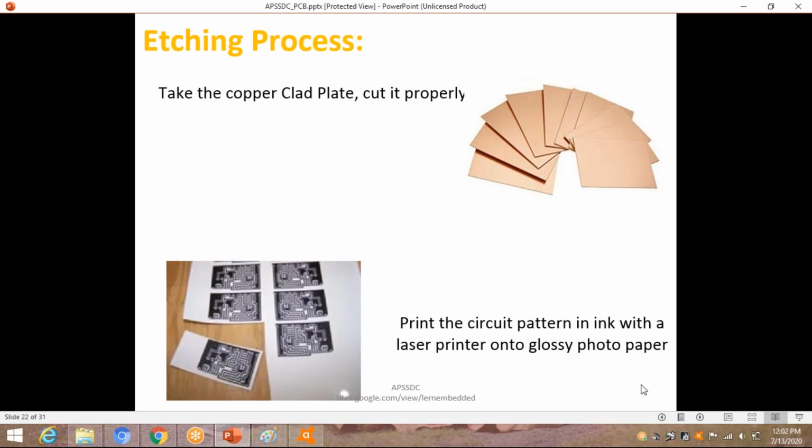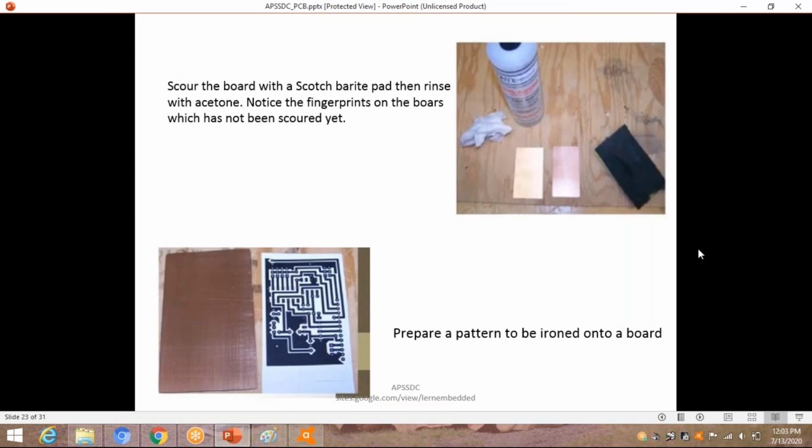Okay, this is the first step. We need to print the circuit, and we need to take a copper clad plate and cut it to a proper size which fits the print. Going to the next step, we need to clean the copper sheet with the scotch.